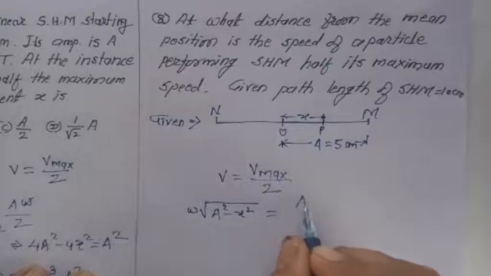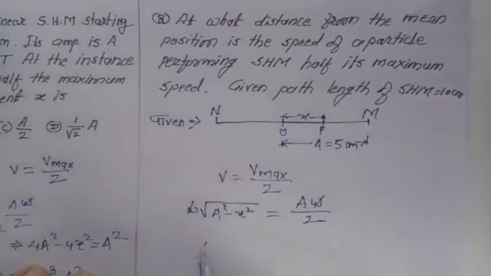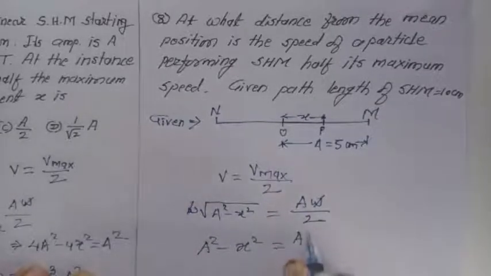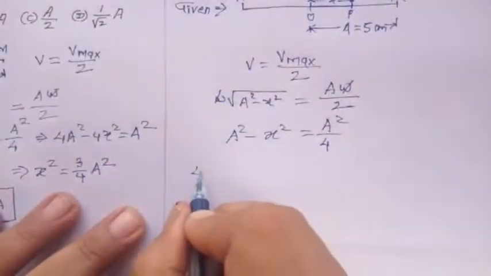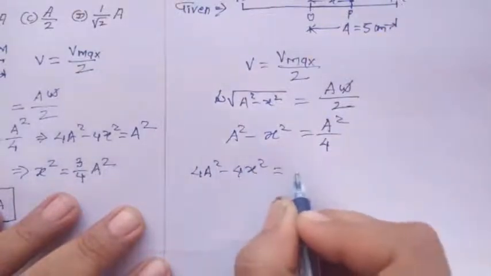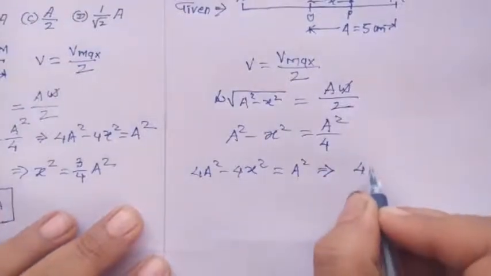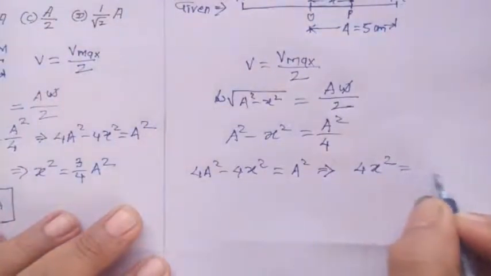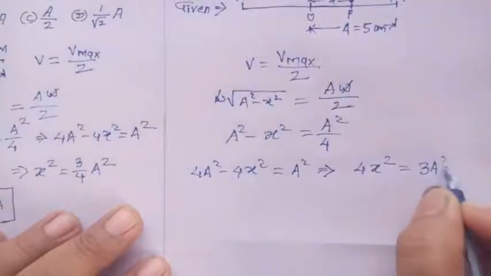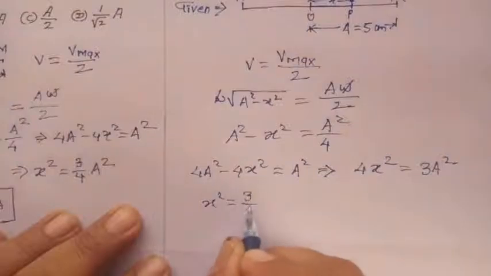V max is equal to a omega upon 2. Omega gets cancelled. Again by squaring I can write a square minus x square is equal to a square by 4. The same solution is here. I can write now 4a square minus 4x square is equal to a square. From that I get 4x square is equal to 3a square, and so x square is equal to 3 by 4 a square.